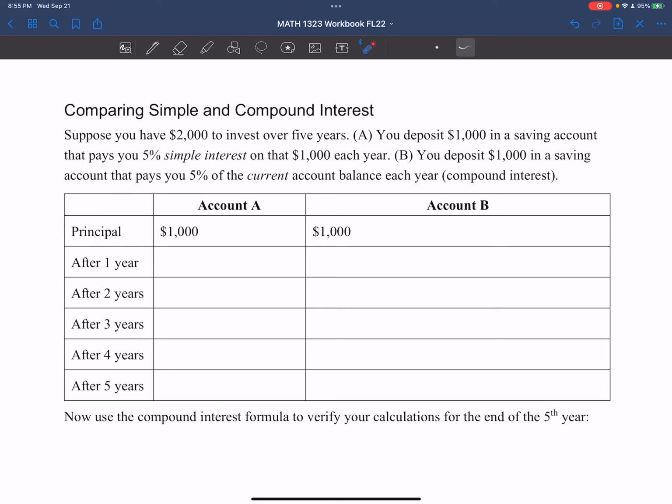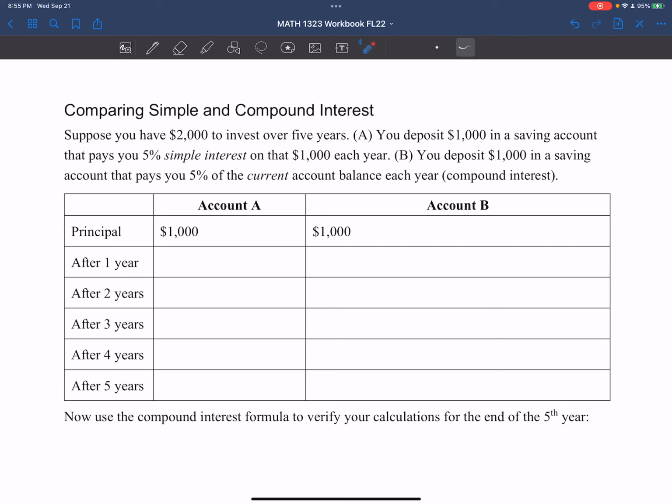So here's the little scenario we'll use to illustrate this. Suppose that you have $2,000 to invest over 5 years. You deposit $1,000 into a savings account that pays 5% simple interest on the $1,000 each year. So again, this is basically going to be a 5-year loan.